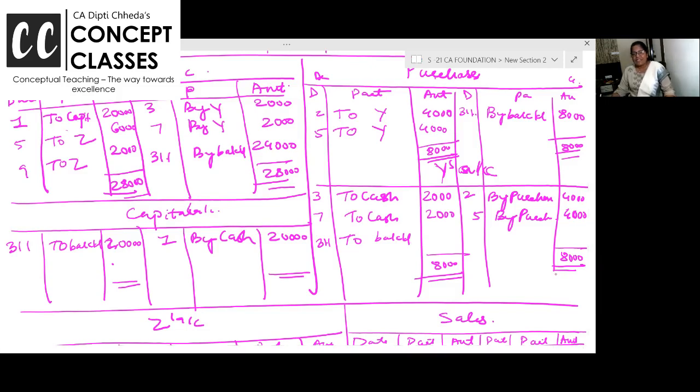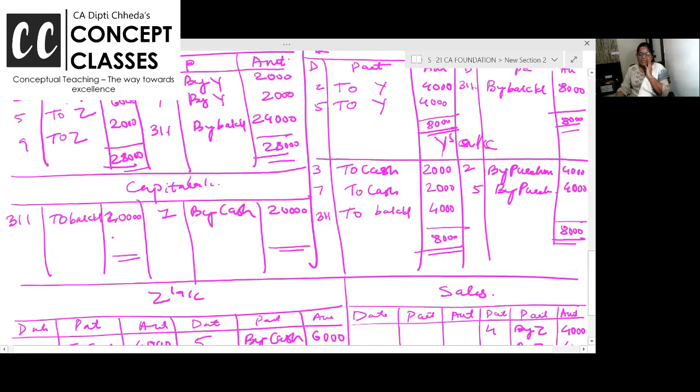Balance Y's account. From Y we have purchased 8,000, but we have just paid him 2 and 2, 4,000 cash. Balance carried down is 4,000 on the debit side. We write it on the debit side, but which balance is this? Credit balance. So remaining 4,000, let it be.